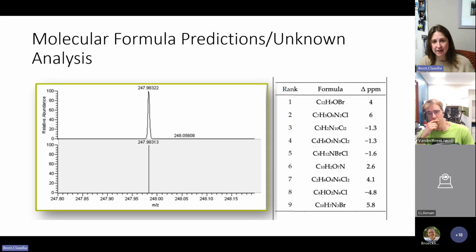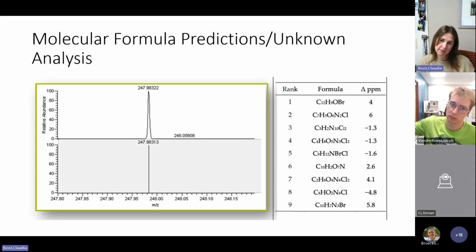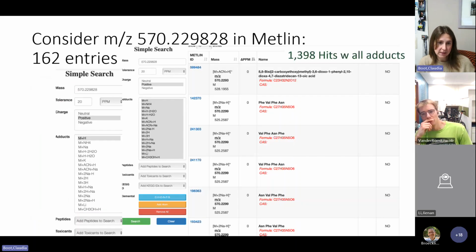But here we're just looking at the M plus H ion, and one of the problems people come up with in unknown analysis is, well, if I can't use isotopic distribution, if everything's just chlorine, nitrogen, hydrogen, phosphorus, what do I do? And this is something that happens.